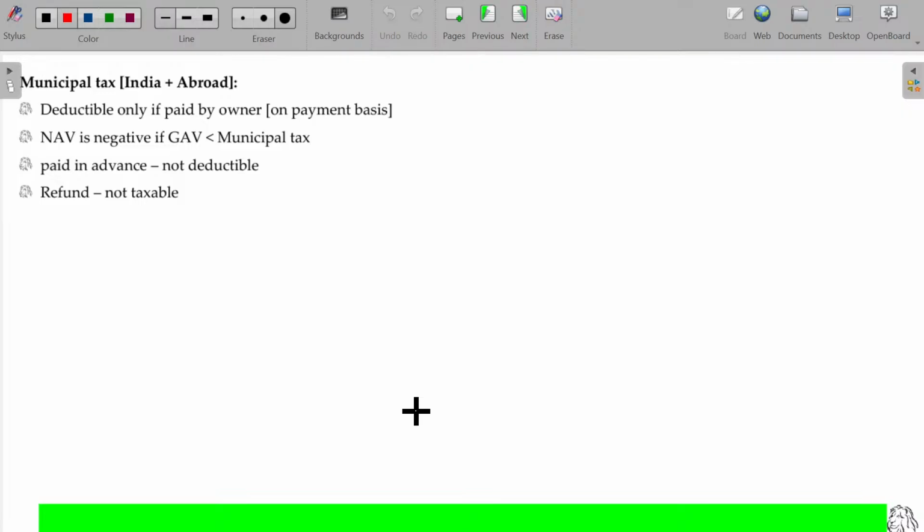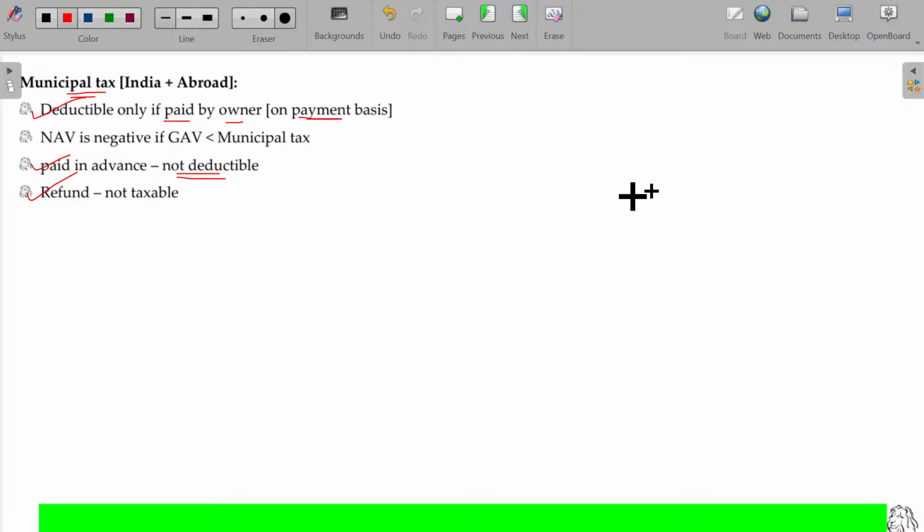Sir, if I have a residential house property outside India, what can I do? If you are ROR or RNOR or non-resident, though the property is outside India, if rent is received in India, then it's taxable. In that case, whatever municipal tax or local tax you pay in that country for that property can be subtracted. The same condition applies: payment should be made, and by the owner. Deduction is available only on a payment basis, and payment in advance cannot be deducted. If you are getting any refund, of course, it is not taxable.